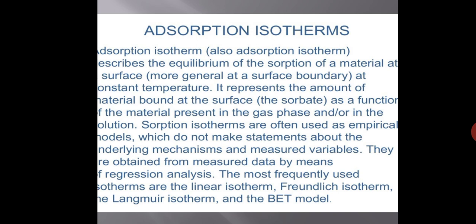Now, highly active solids with large surface area act as an adsorbent. This adsorption data we represent by some regression analysis. The most frequent one is the linear isotherm. The ones you are going to study are the Freundlich isotherm, Langmuir isotherm and the BET model. We don't have to study the Langmuir and the BET model now. We are going to study only the Freundlich isotherm.